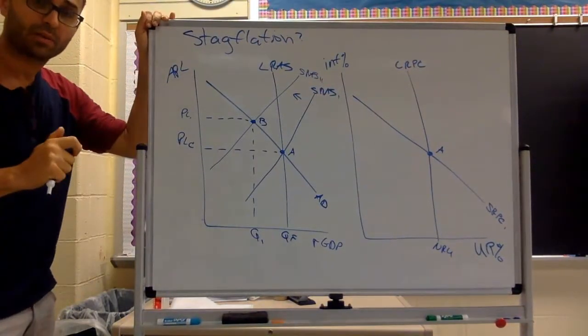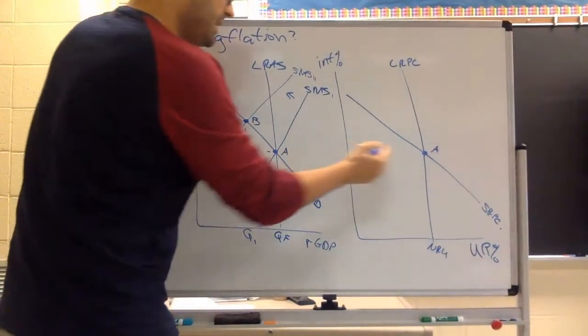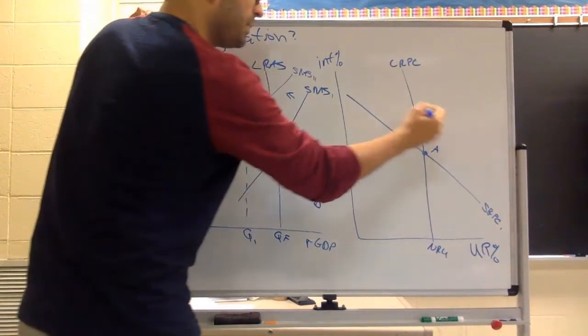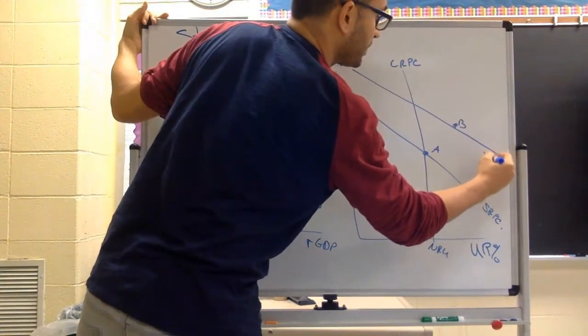So what's going to happen? What's our graph going to look like? Hopefully you got it. Our point B should be up and to the right. B should be over here, which means we have an increase in the short run Phillips curve.